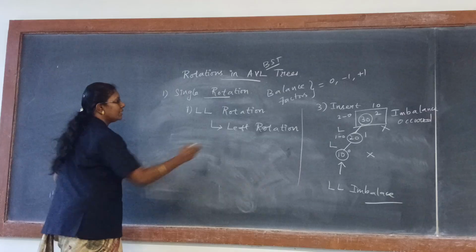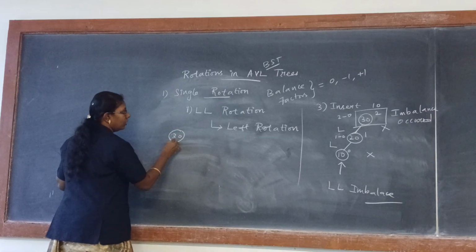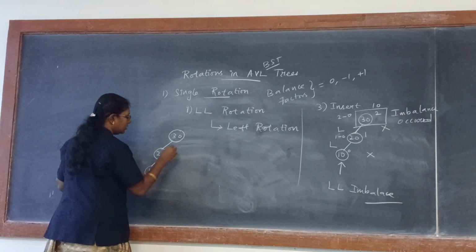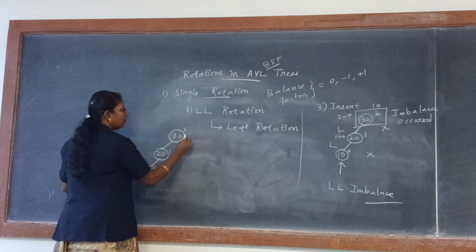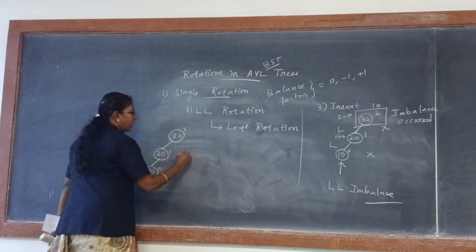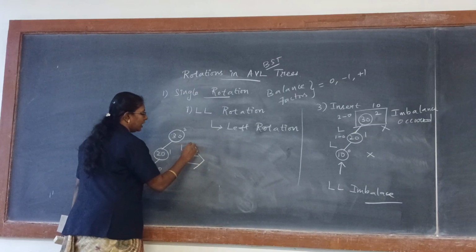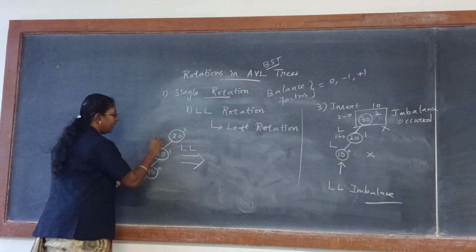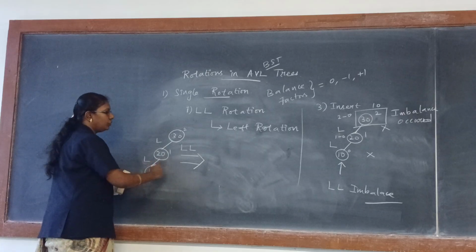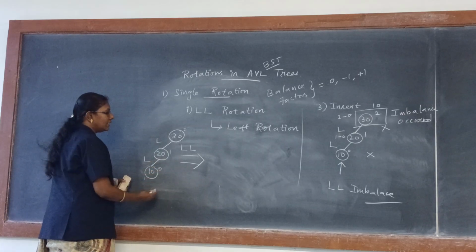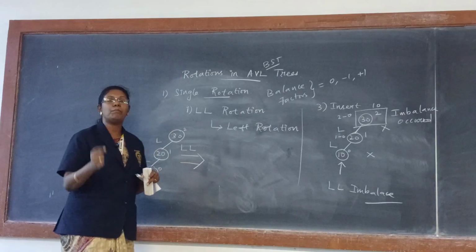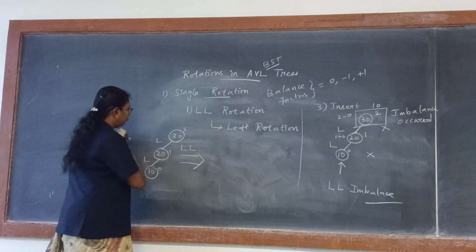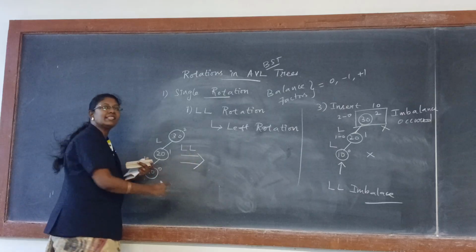So LL rotation in the sense the tree is, the root value is 30, here 20 and 10. So the balance factor here is 0, this is 1 and this is 2. As the imbalance occurred here, I am going to perform the rotation called LL rotation. That means the imbalance occurred at the left child of the left subtree. That's why we are going to do the LL rotation. LL rotation in the sense keeping one particular point as a pivot point and dragging or pulling the string towards the right side from the left.